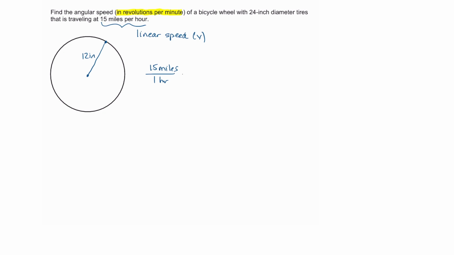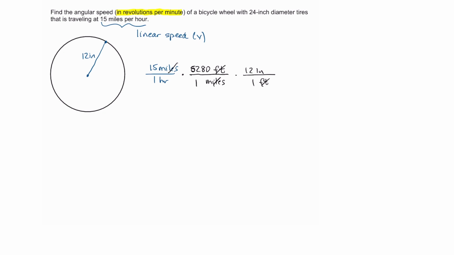So we have two things to change here. Well, we'll work with the distance first. So 15 miles, we know that every mile has 5,280 feet. So I want to put miles in the denominator to cross out. So every mile has 5,280 feet. And I still have to get to inches. So I know that every foot has 12 inches. So that takes care of the inches portion of it.